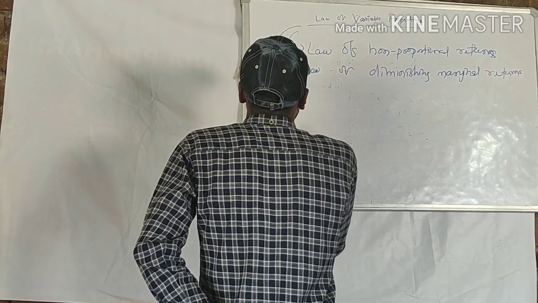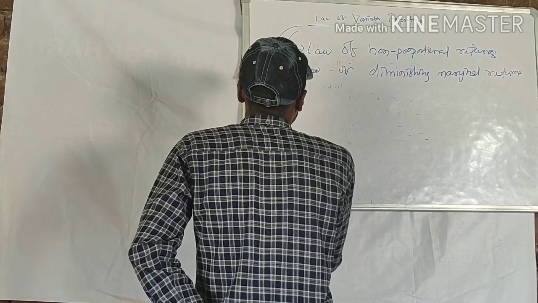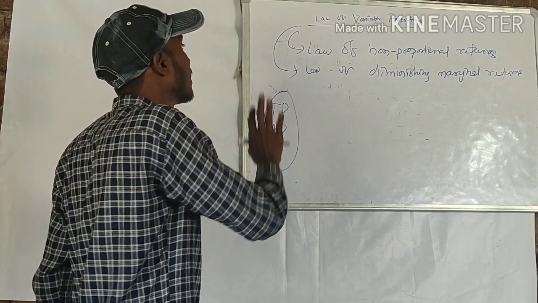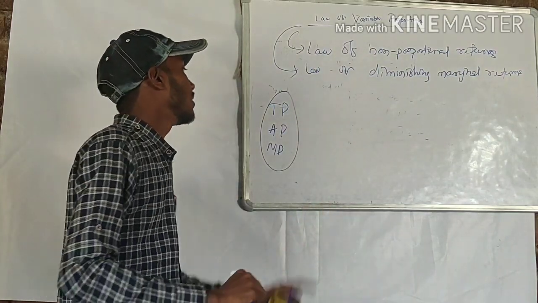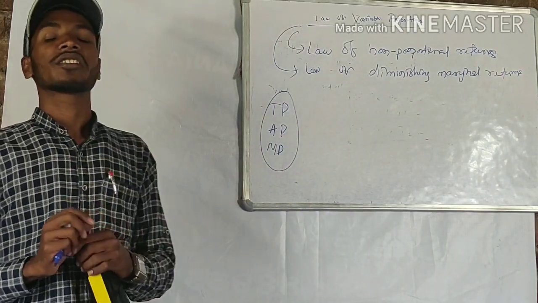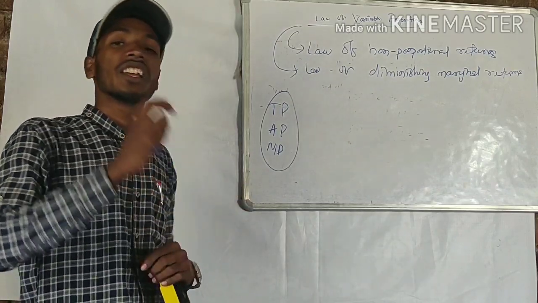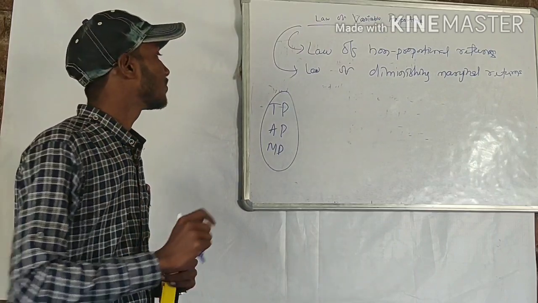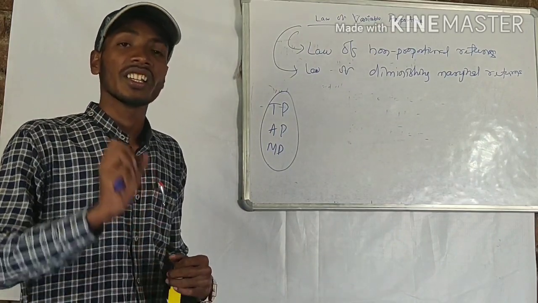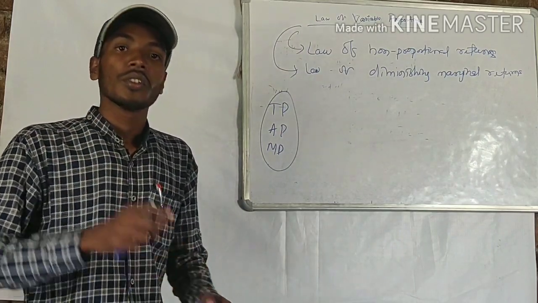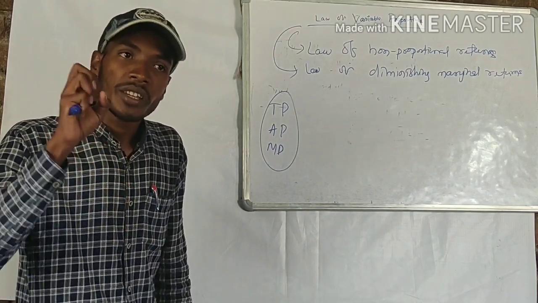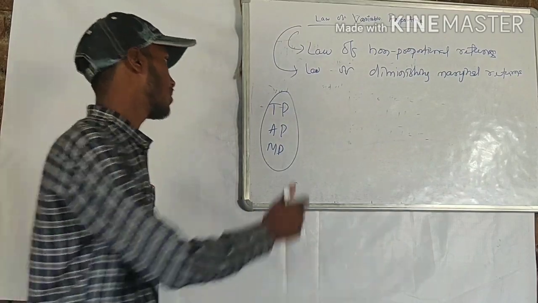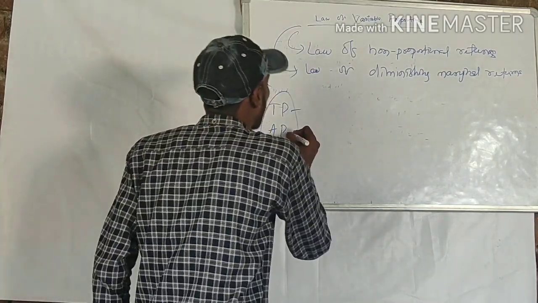Total product, average product and marginal product. After understanding this, we will clearly and thoroughly understand the law of variable proportion. Here, total product is the total level of output resulting from using all the inputs. This is total product.